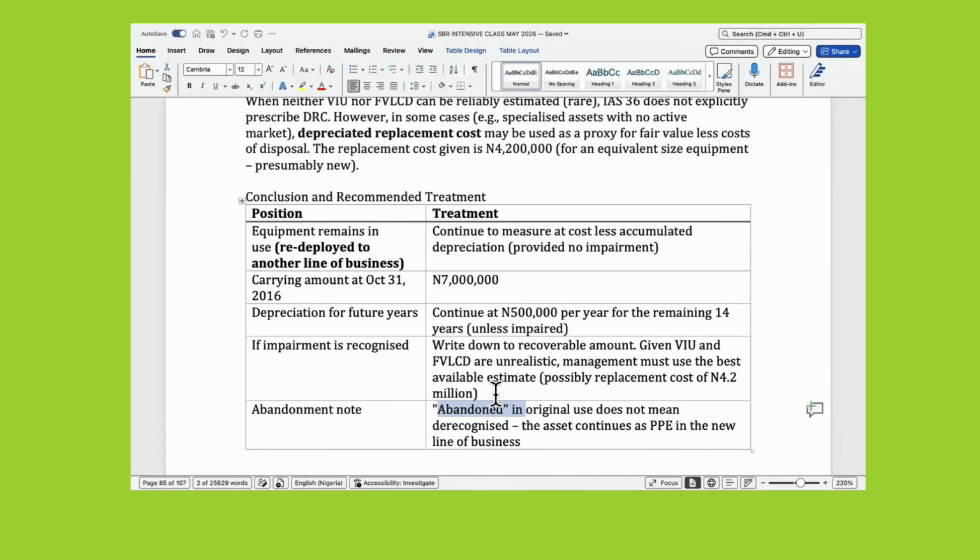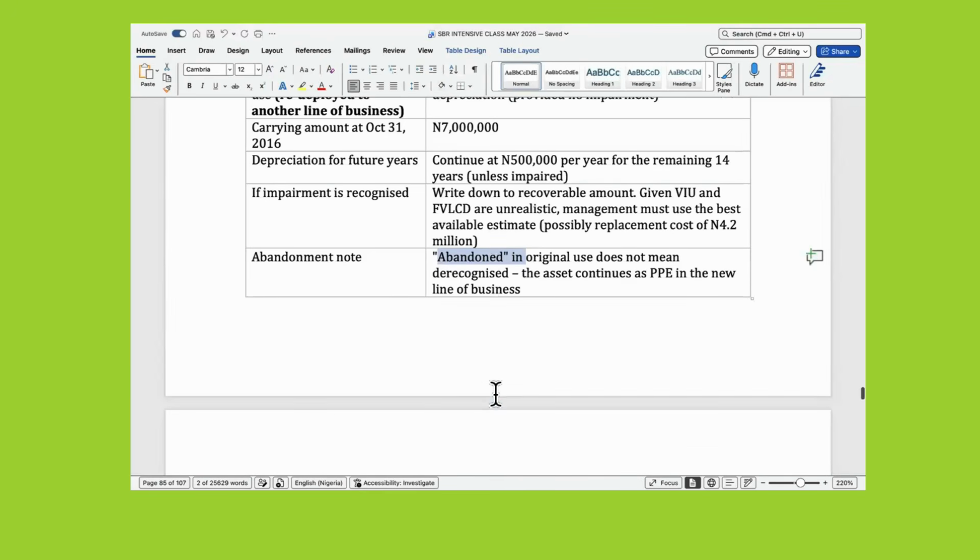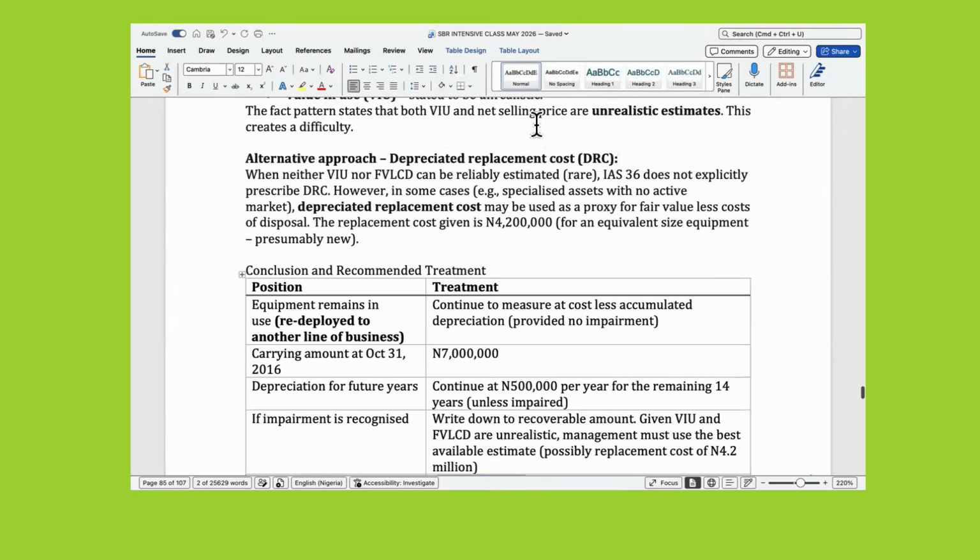And if management decide that, okay, we want to use depreciated replacement cost as recoverable amount, because the standard did not say we should, management can use their judgment and say, let's use this amount as recoverable amount. And that means they will write down the value of the asset from 7 million to 4.2 million. And that's what is going to happen. That's just the general discussion around this.